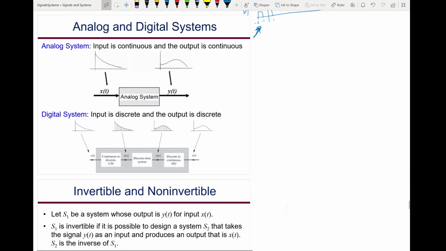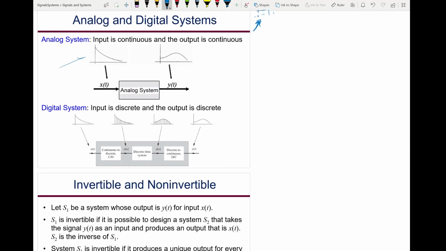Analog and digital system. If the input is an analog signal like this one and the output is also analog, that means the amplitude has many possible values and the time is continuous. And the output is analog, then the system is an analog system. Now a digital system means the system is discrete in time. And in real life, most signals are analog signals.